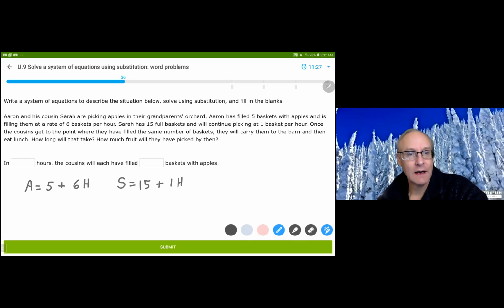All right, we want to find out when they will fill the same number of baskets. I want to make sure I'm actually answering the question asked, which is when will they have the same number of baskets? A stands for the baskets that Aaron has, and S stands for Sarah's. So when will Aaron's baskets equal Sarah's? When will he catch up? So 5 plus 6H, when will that be equal to 15 plus 1H? I'm going to subtract the 1H from both sides.